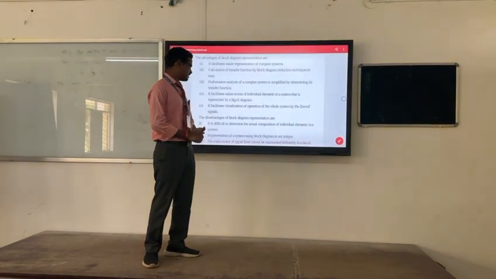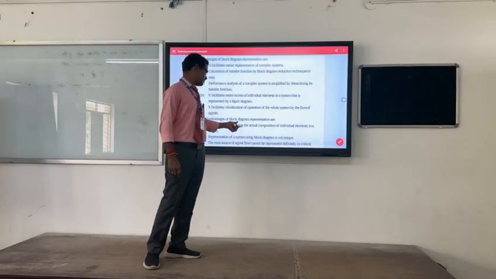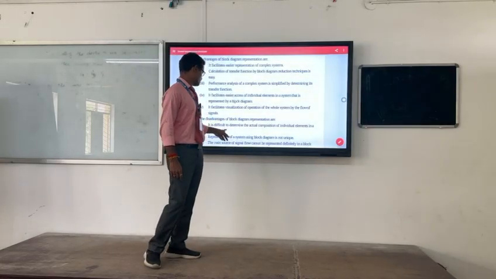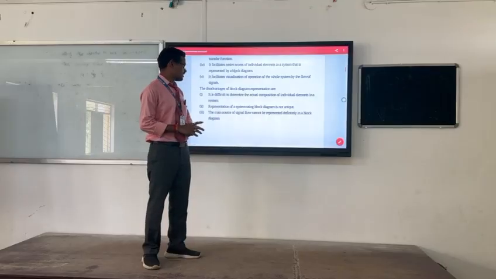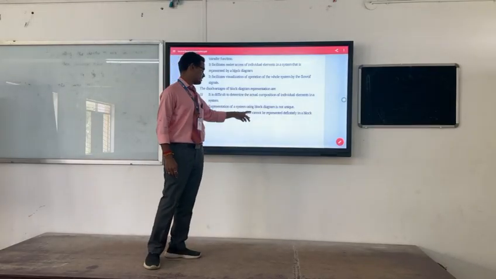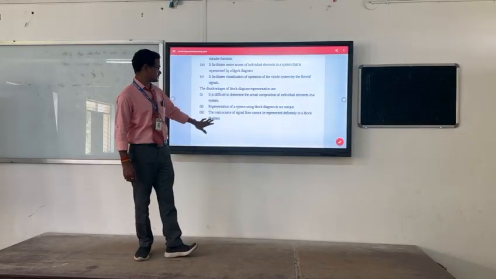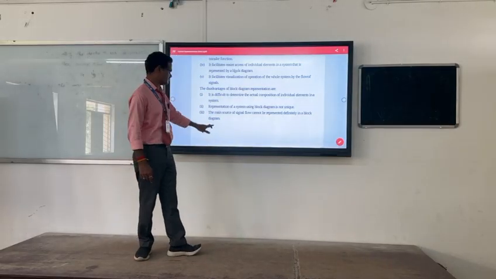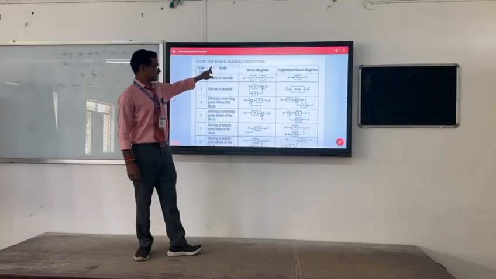And the disadvantages of the block diagram reduction technique: it's difficult to determine the actual composition of individual elements in a system, and the representation of a system using a block diagram is not a unique one. The main source of the signal flow cannot be represented definitely in the block diagram technique. These are the advantages and disadvantages of block diagram representation. So these are the rules followed for the block diagram reduction technique.